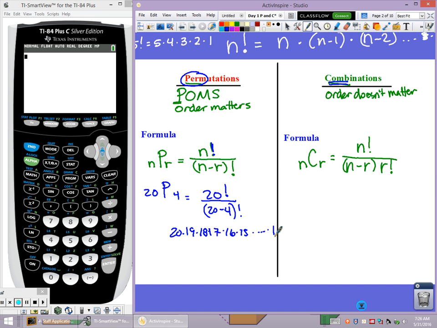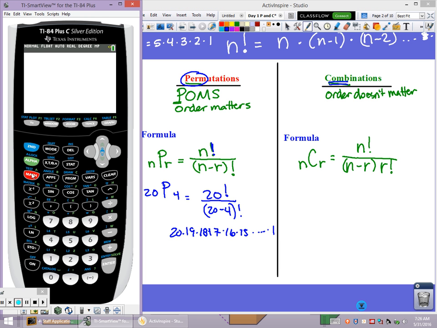Okay, so our calculator can do this. I'm going to show you how to do it on the calculator. So if you go to your calculator, factorial is in math, over to probability, and number 4. So math probability 4 will get you factorial. If I said 5 factorial, math probability 4, 5 factorial is the same as 5 times 4 times 3 times 2 times 1. And you get the same thing. So that is the definition of a factorial.